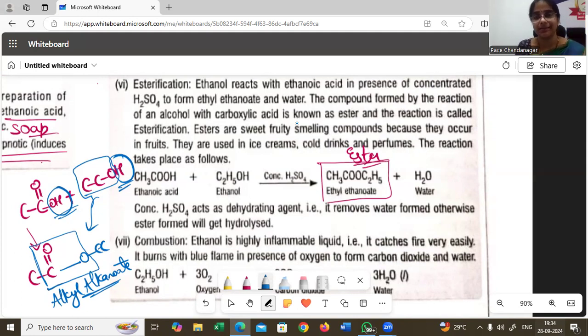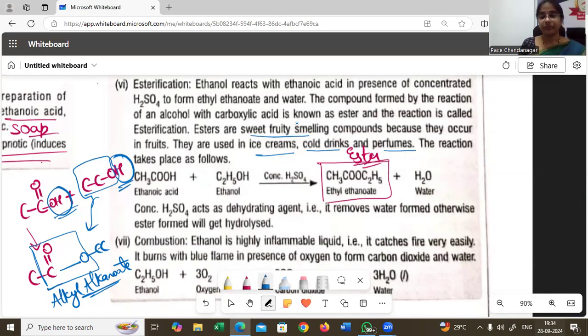This is the ester. This is the sweet smell that you get in ice creams, cold drinks, perfumes, all these things. The fruity smell that you get is out of this. So all these are chemicals. Please don't go for them. All right, moving on.